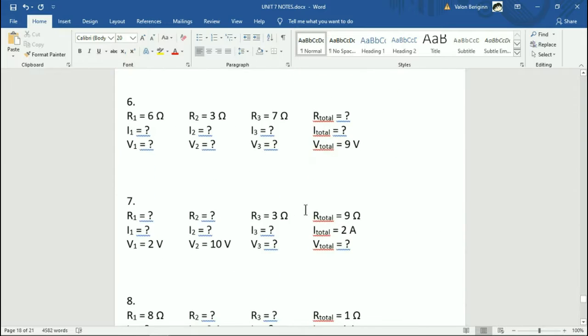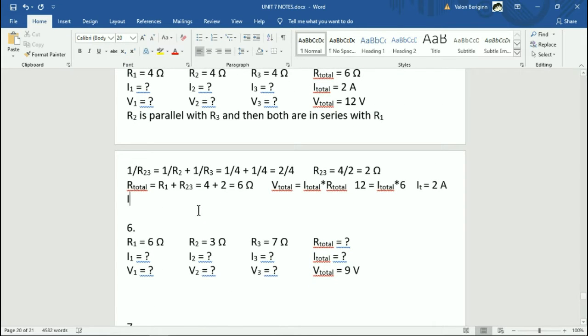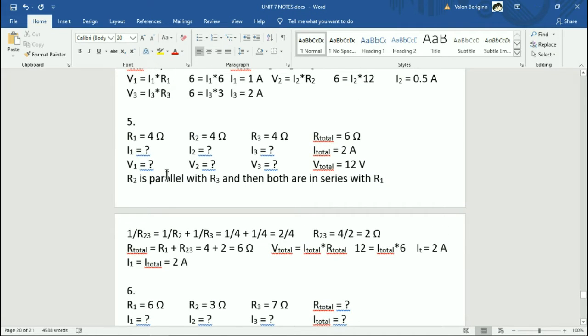That means I1 must equal I total because it's in series. The first resistor is in series with the battery, so that's going to be 2 amps. So let's put that in there. I1 is 2. Now what this means is that we can solve for V1. So we have 2 times 4, so it's 8 volts. Okay, so V1 is 8 volts.